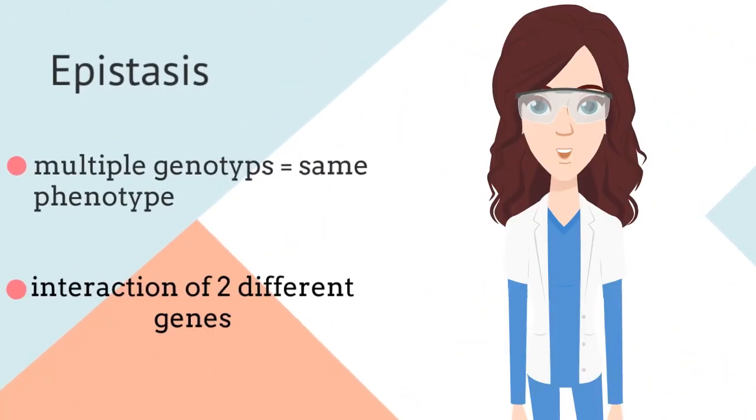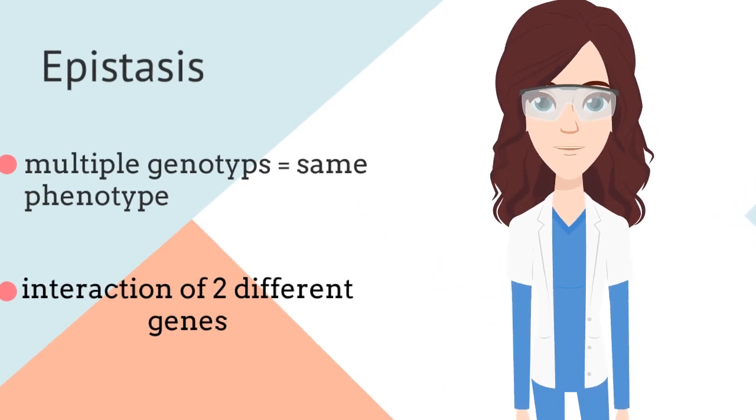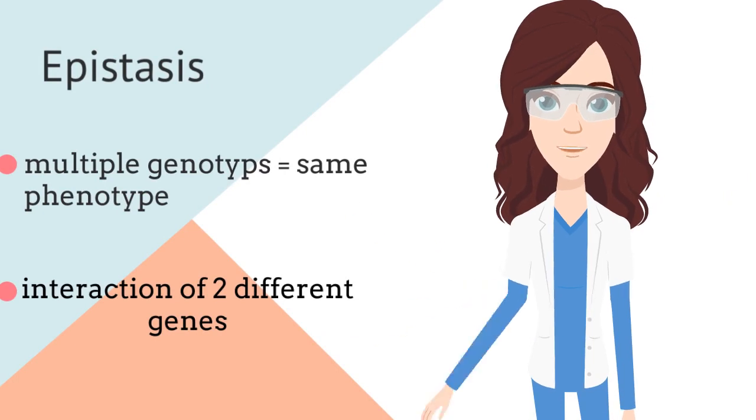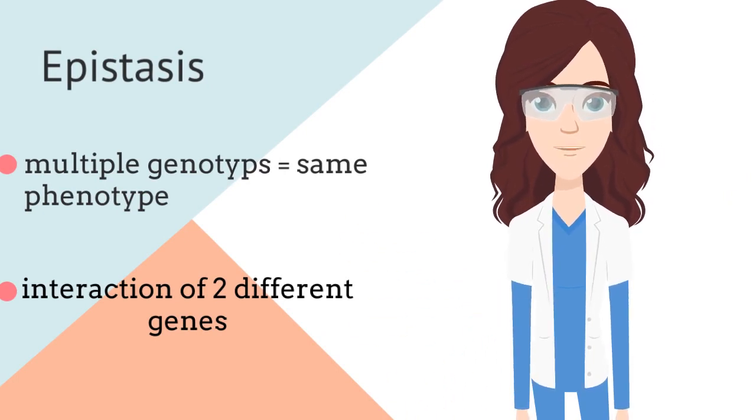Okay, let's talk epistasis. It's basically when you have two different genotypes that lead to the exact same phenotype. Oh, but don't confuse this with dominance. It's not the interaction between two different alleles at a loci. It's the interaction between two different genes.